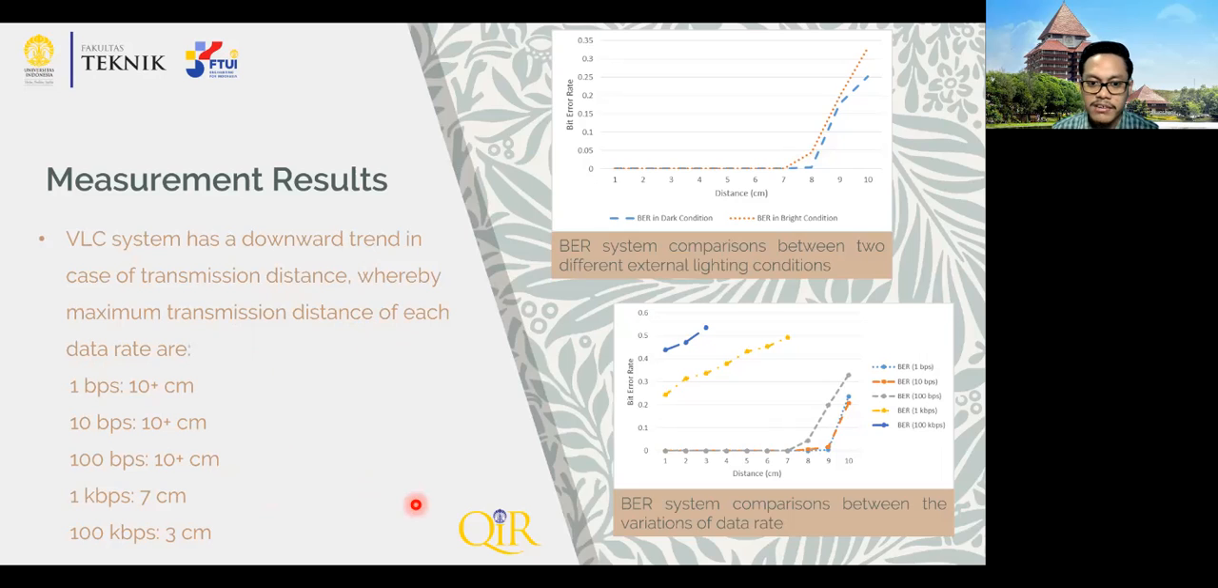the decrease in performance quality is seen significantly from the data rate of 100 bits per second to 1 kilobit per second, where at a data rate of 1 kilobit per second, the BER value measured at a distance of 1 centimeter is 0.2429. Meanwhile, at a data rate of 100 bits per second, the measured BER value at a distance of 1 centimeter is still perfect at a value of 0.